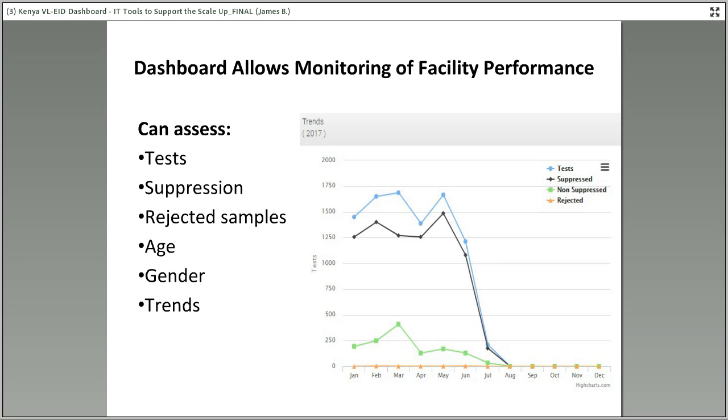Looking at this one, this dashboard allows us to monitor facility performance. This is what you'll be seeing at a facility. When you open a facility, it will show you the facility name, the tests, the trend, the separation, the rejected samples, the age, the gender, and the trends at that facility.